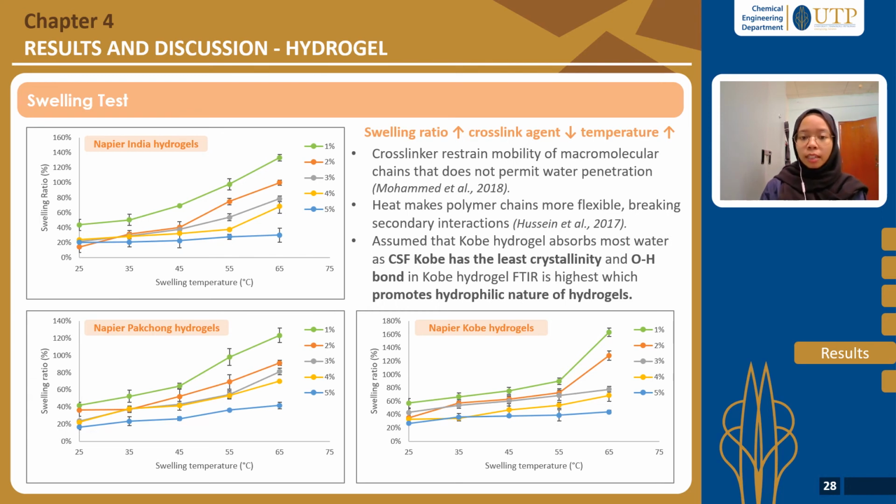So seeing here, Napier Kobe absorbs the most water. This may be due to CSF Kobe having the least crystallinity, so water is able to penetrate easier into the network. Also, from the FTIR, it is found that the OH bond in Kobe hydrogels is the highest, which may be promoting the hydrophilic nature of the hydrogels.